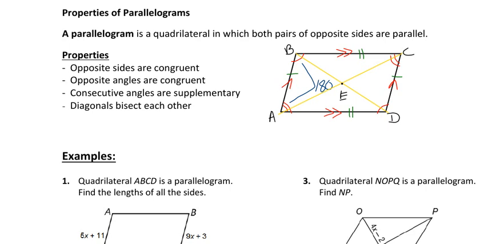And the property says that the diagonals bisect each other. That means BD is cutting into two congruent parts the diagonal AC, so that segment AE should be congruent to segment CE. So I'm going to mark that here. AE congruent to EC.